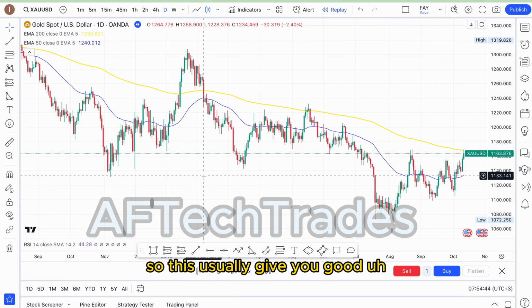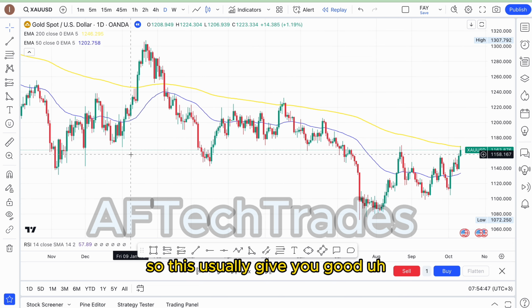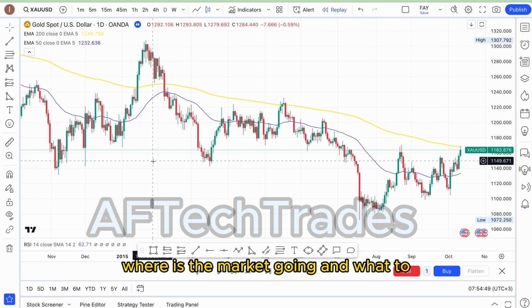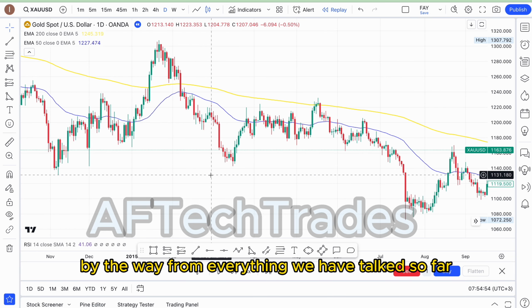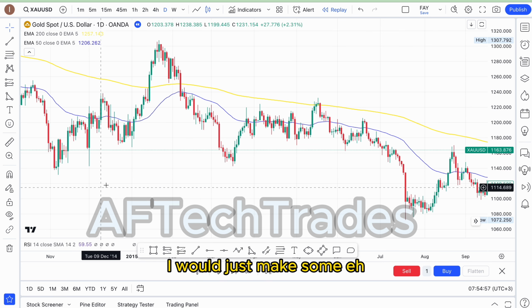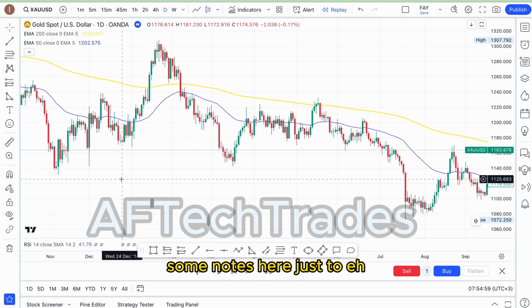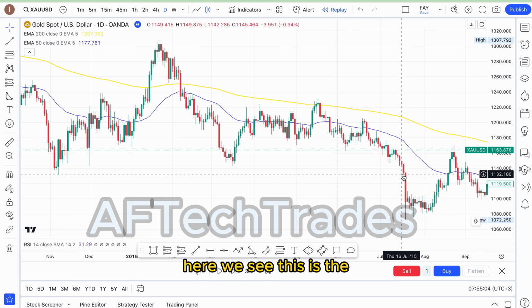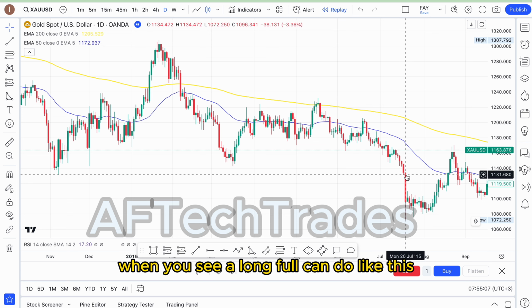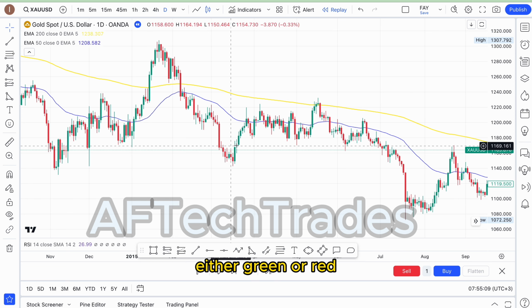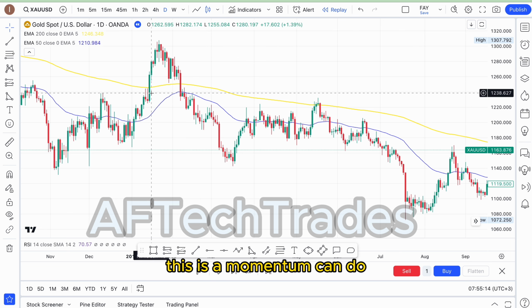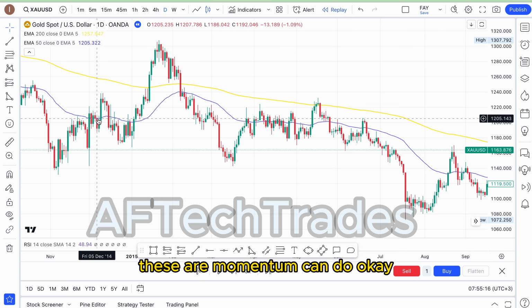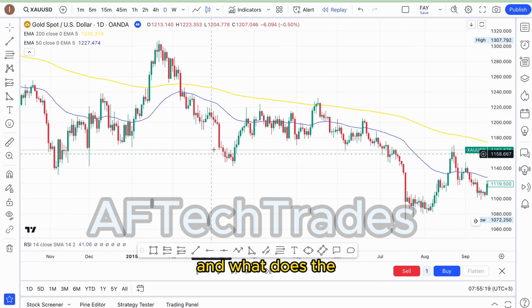This usually gives you a good indication of what is happening and where the market is going. By the way, from everything we have talked about so far, I would just make some notes here to rehearse what we learned. When you see a long full candle like this, either green or red, we call them momentum candles. This is a momentum candle, these are momentum candles. And what do they indicate?